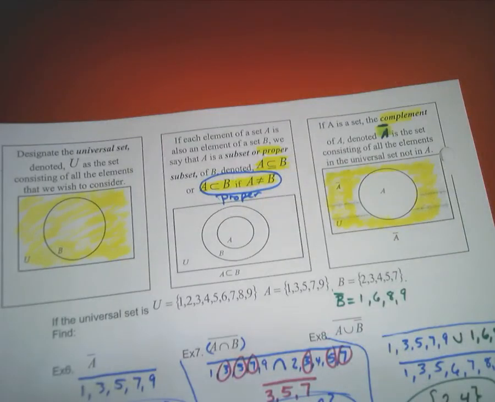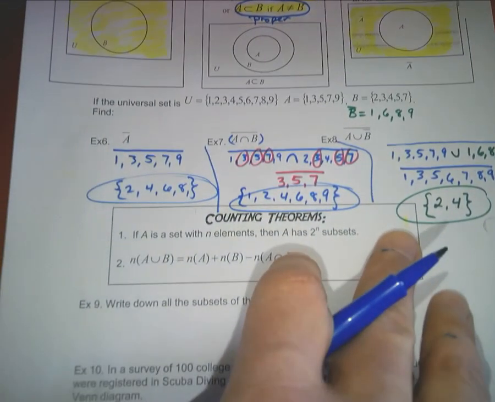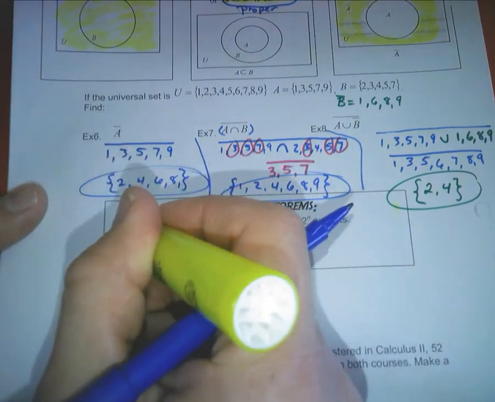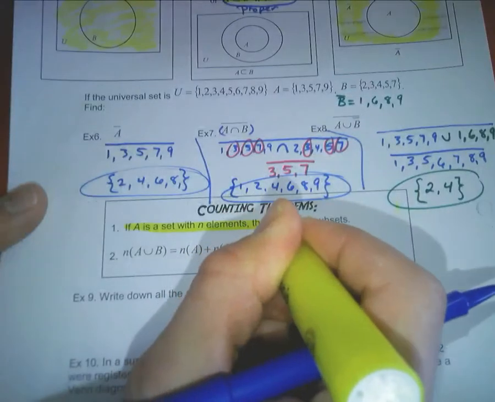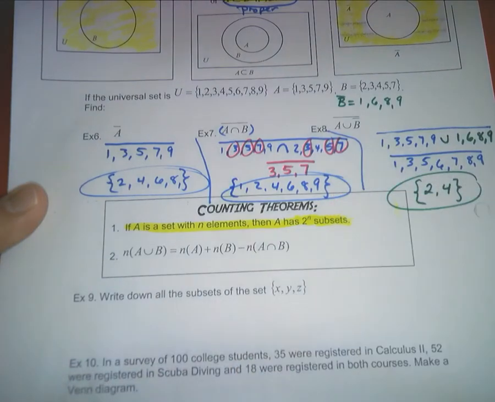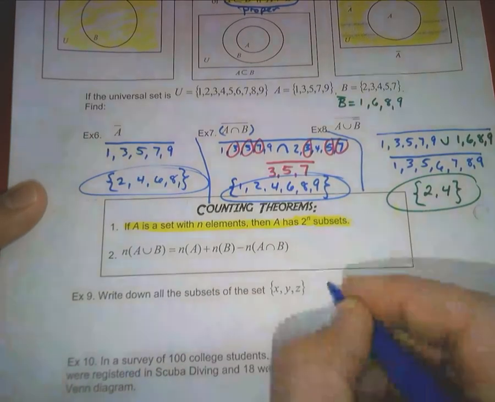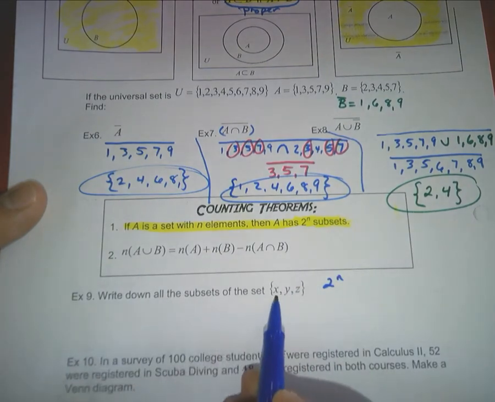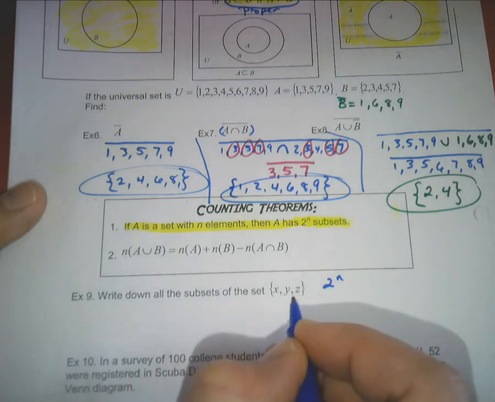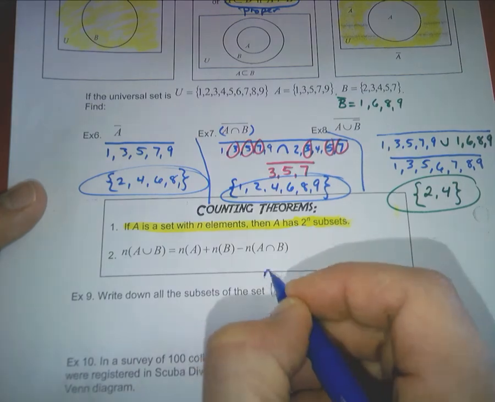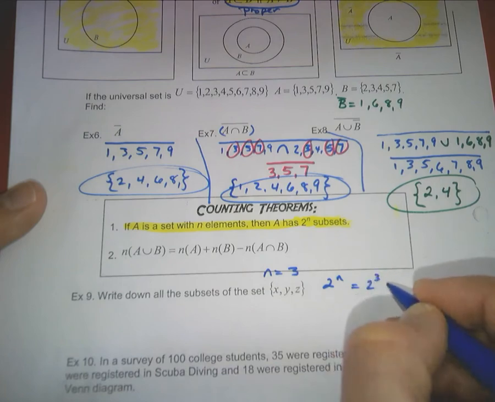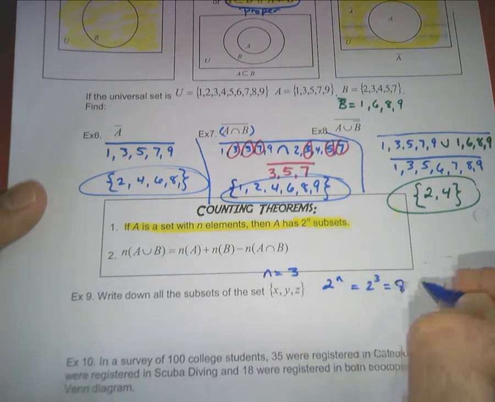So let's explain the subset thing. Okay, there's a little formula here that we have for counting subsets. It says if A is a set with n elements, A has 2 to the n subsets. Okay, so example 9, it says write down all the subsets of x, y, and z. Well, how many elements do you have there? There's 3 elements, x, y, and z. So that means I have 2 to the third, or 8 subsets.